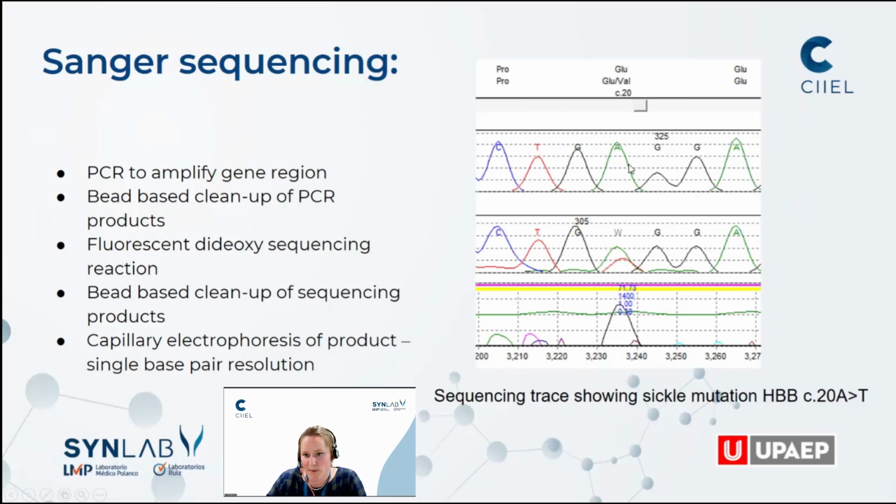So on the top trace, you can see the sequence of the normal beta globin gene, and on the bottom, you can see the A is substituted for a T on one of the alleles. So this is a heterozygous carrier of the sickle mutation.